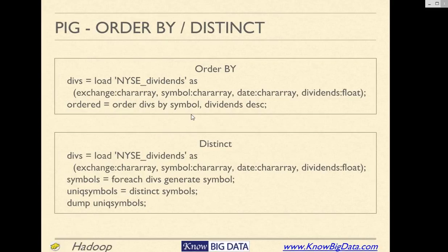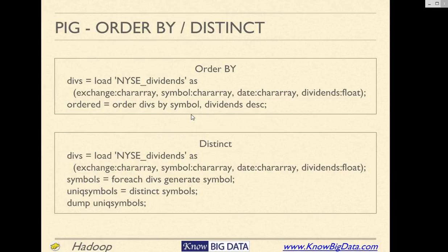Okay, then there is the distinct operation. So basically you can also get the distinct values. So you load this NYSE dividends data and you say for each divs generate symbol.